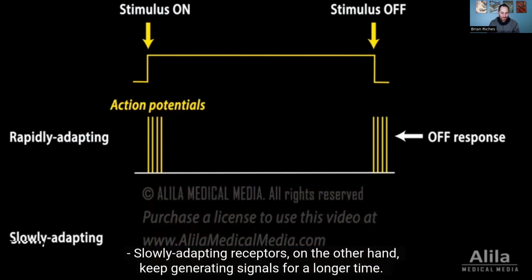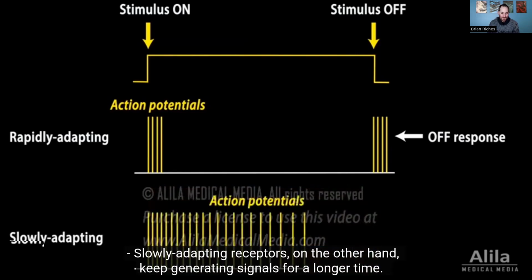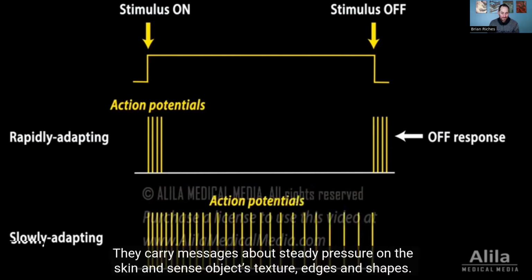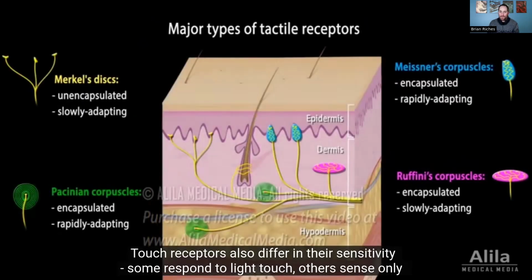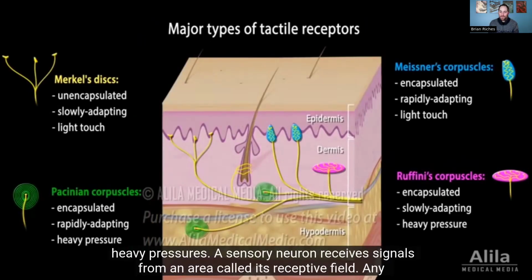Slowly adapting receptors, on the other hand, keep generating signals for a longer time. They carry messages about steady pressure on the skin and sense objects' texture, edges, and shapes. Touch receptors also differ in their sensitivity. Some respond to light touch, others sense only heavy pressure.